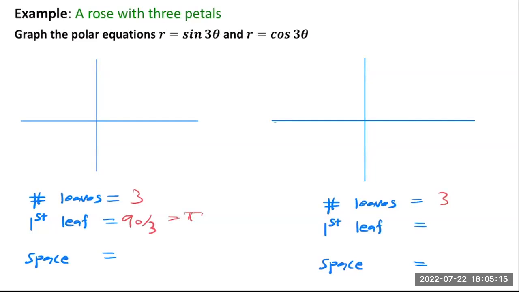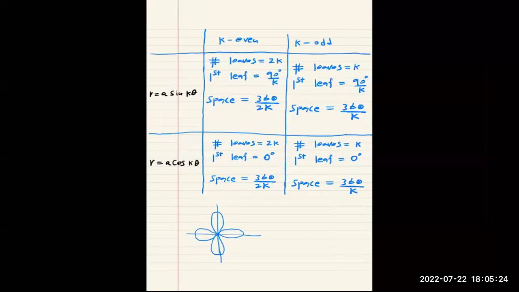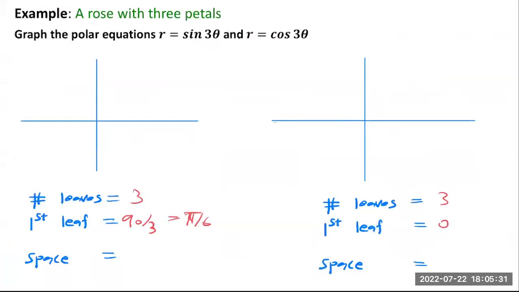This is going to be 90 over 3, that is pi over 6, right? 30 degrees. Here it is 0. In the cosine case, always the first leaf is 0. Now, the space between two leaves would be 360 over k in both cases, when k is odd. 360 divided by k, which is 3. 360 divided by 3. So what is this angle? Well, 120, right? That is 2 pi over 3.